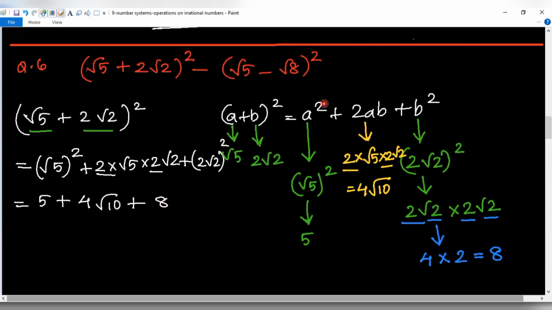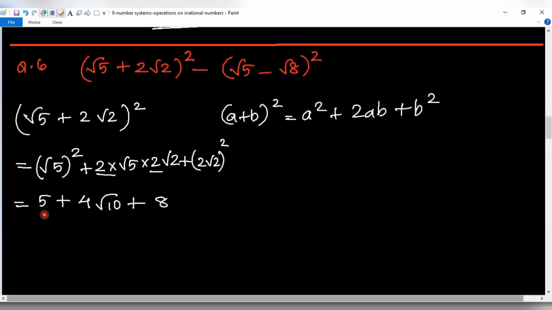Okay, now we have to combine the numbers, right? 5 and 8 are here. So 5 plus 8, 13. 13 plus 4 root 10. Okay, this is the final answer.